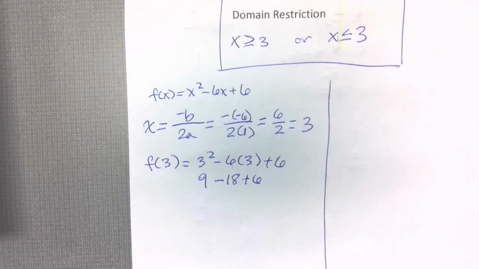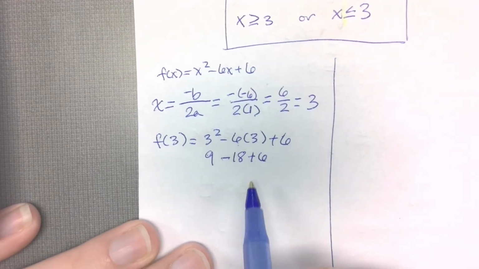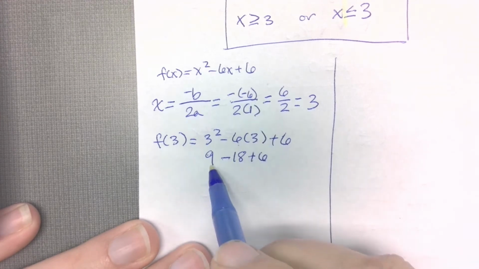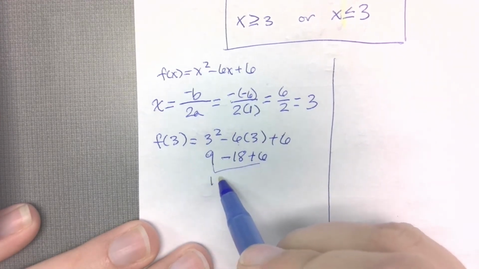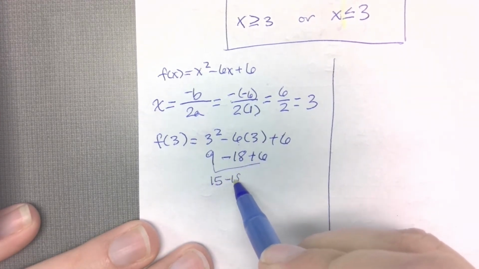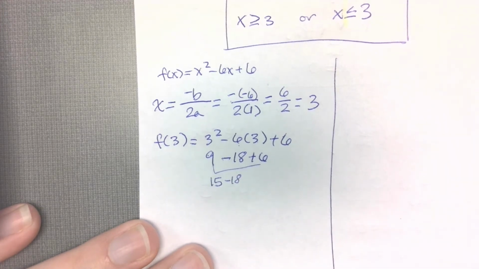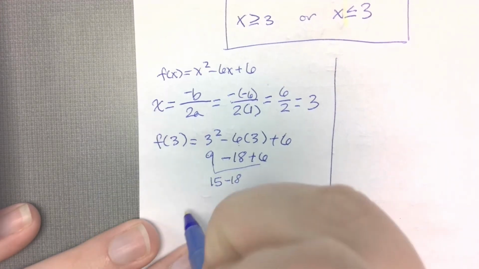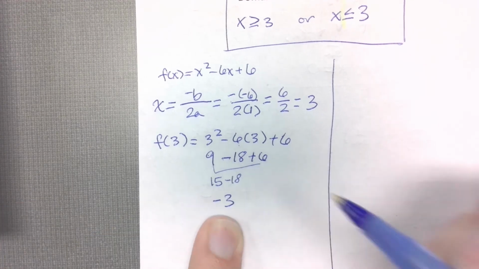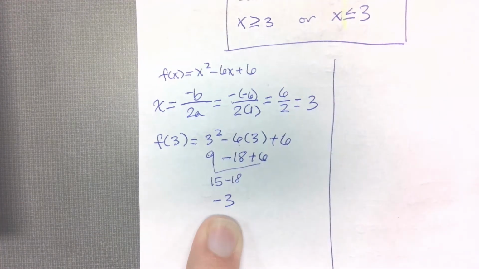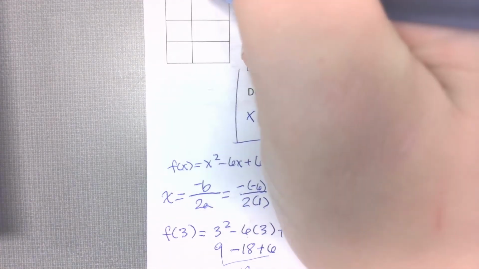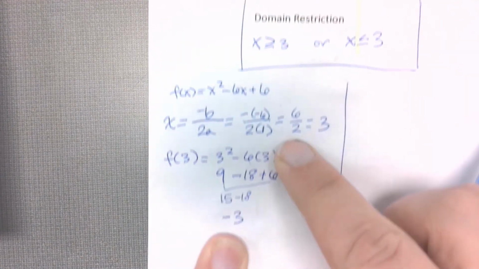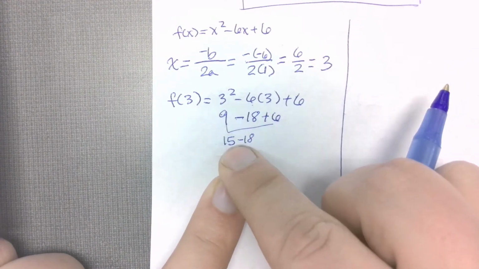I don't care which ones we put together first. I usually put the positives together, so I would do the 9 and the 16 together. I would have 15 take away 18. What's 15 take away 18? -3. Put that as the y value in your table. I'll be looking for this step-by-step process in your assignment today.